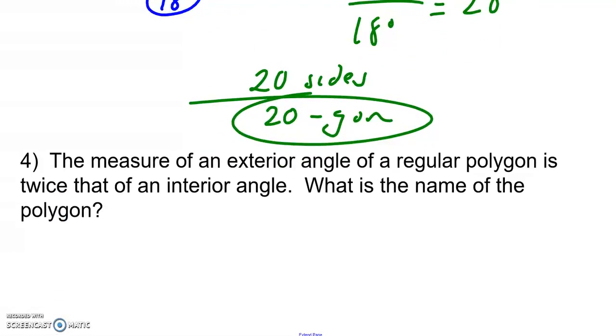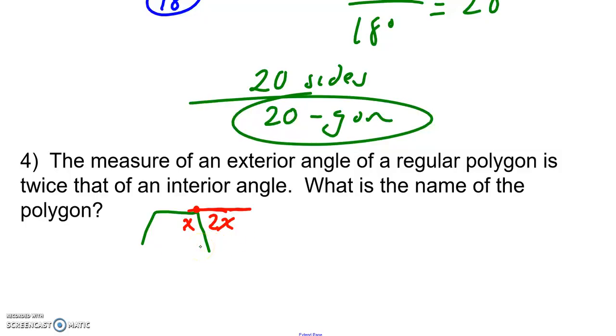The measure of an exterior angle of a regular polygon is twice that of an interior. Now, I'm sorry that I'm being lazy and only drawing part of a polygon, but I'm just trying to make a point here. Every vertex has an interior and exterior angle. So the measure of an exterior angle is twice that of an interior. So if we call the interior angle x, the exterior angle has to be 2x.